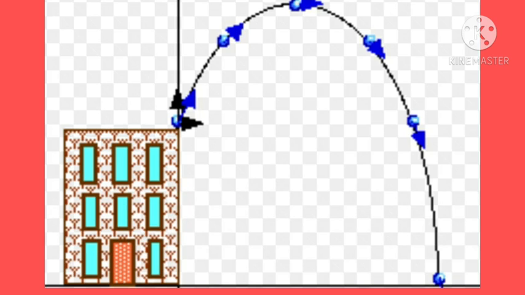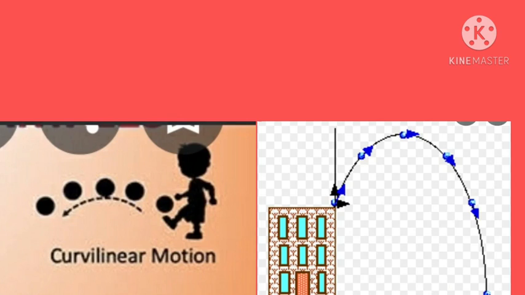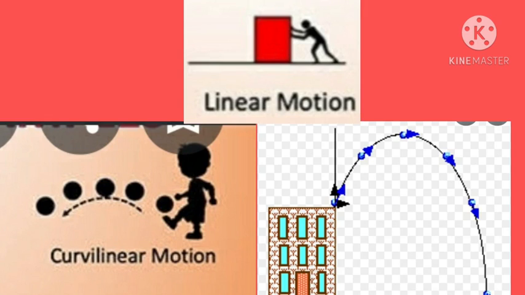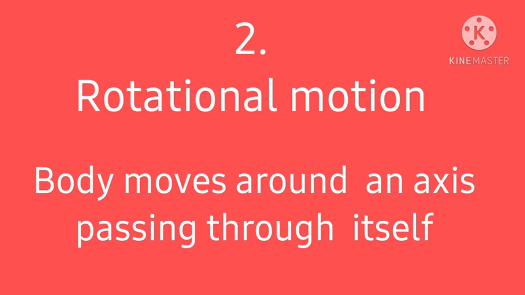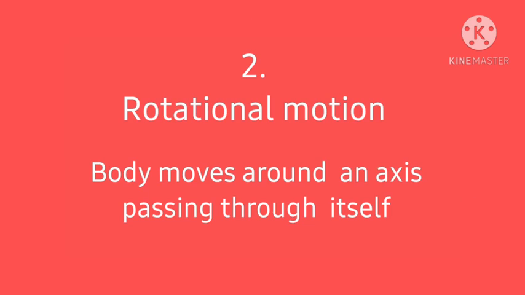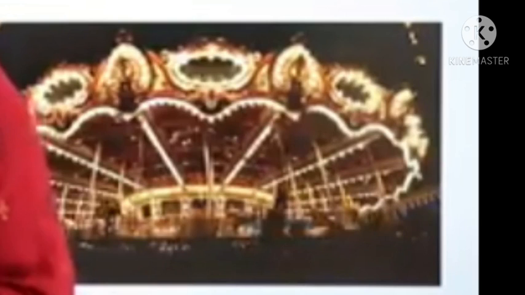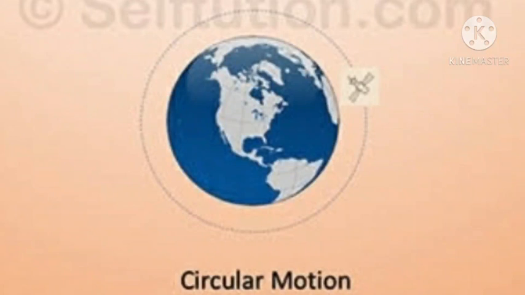When you throw a ball from the roof of the house, the ball follows a curved path. This is called curvilinear motion. Curvilinear motion and rectilinear motion are together referred to as linear motion or translatory motion. Next motion is rotational motion, when the body moves around an axis passing through itself. The seat of the merry-go-round keeps changing position with time though the merry-go-round stays in the same place.